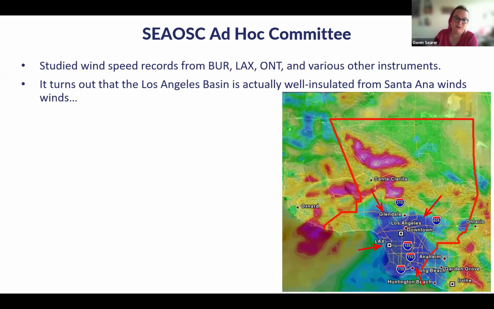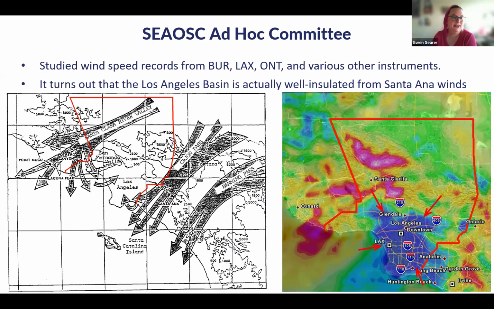Now, this is just one storm, but it's a pattern that was observed. And in published articles, same thing. Here I've outlined in red LA County, and you can see the LA basin, not much is happening. The Santa Ana winds largely are routed around the LA basin.